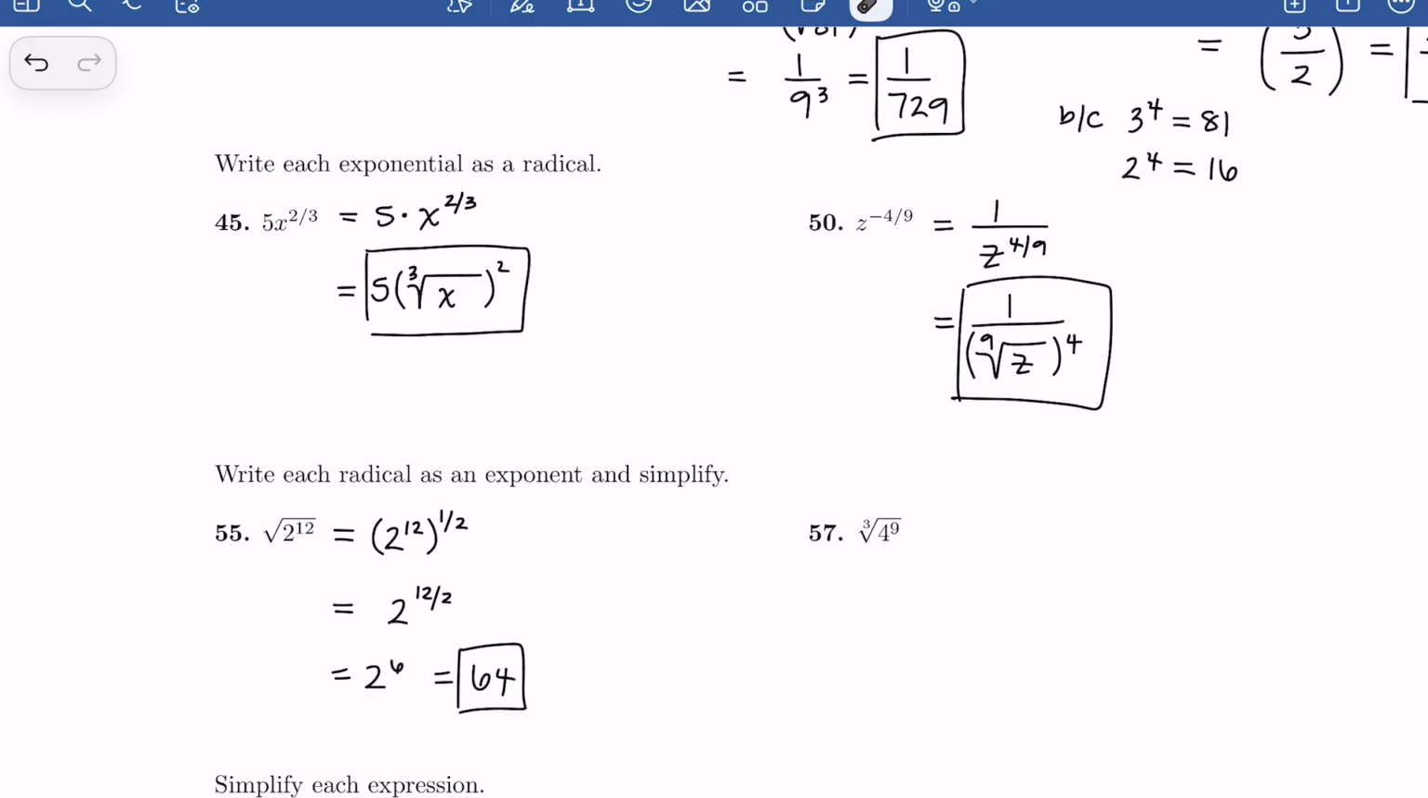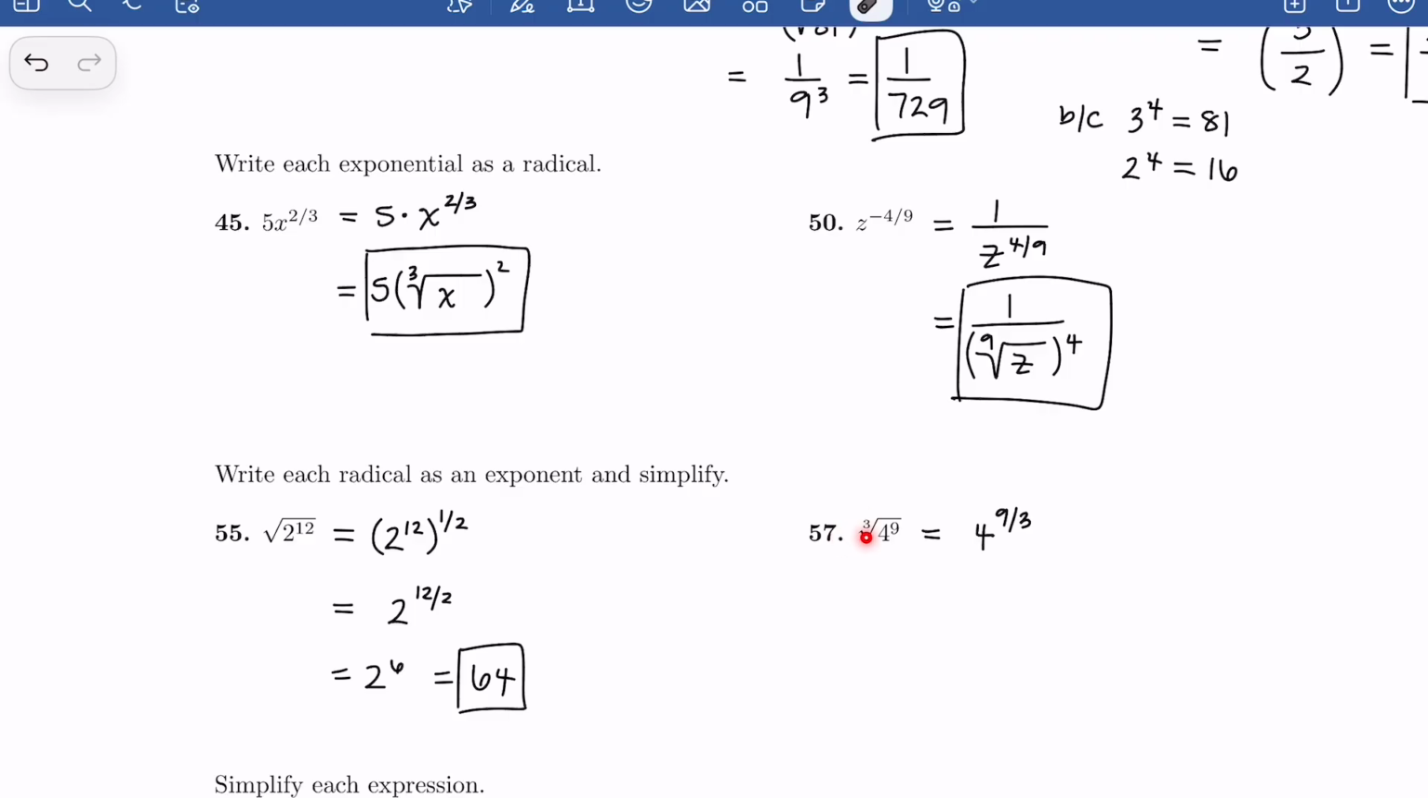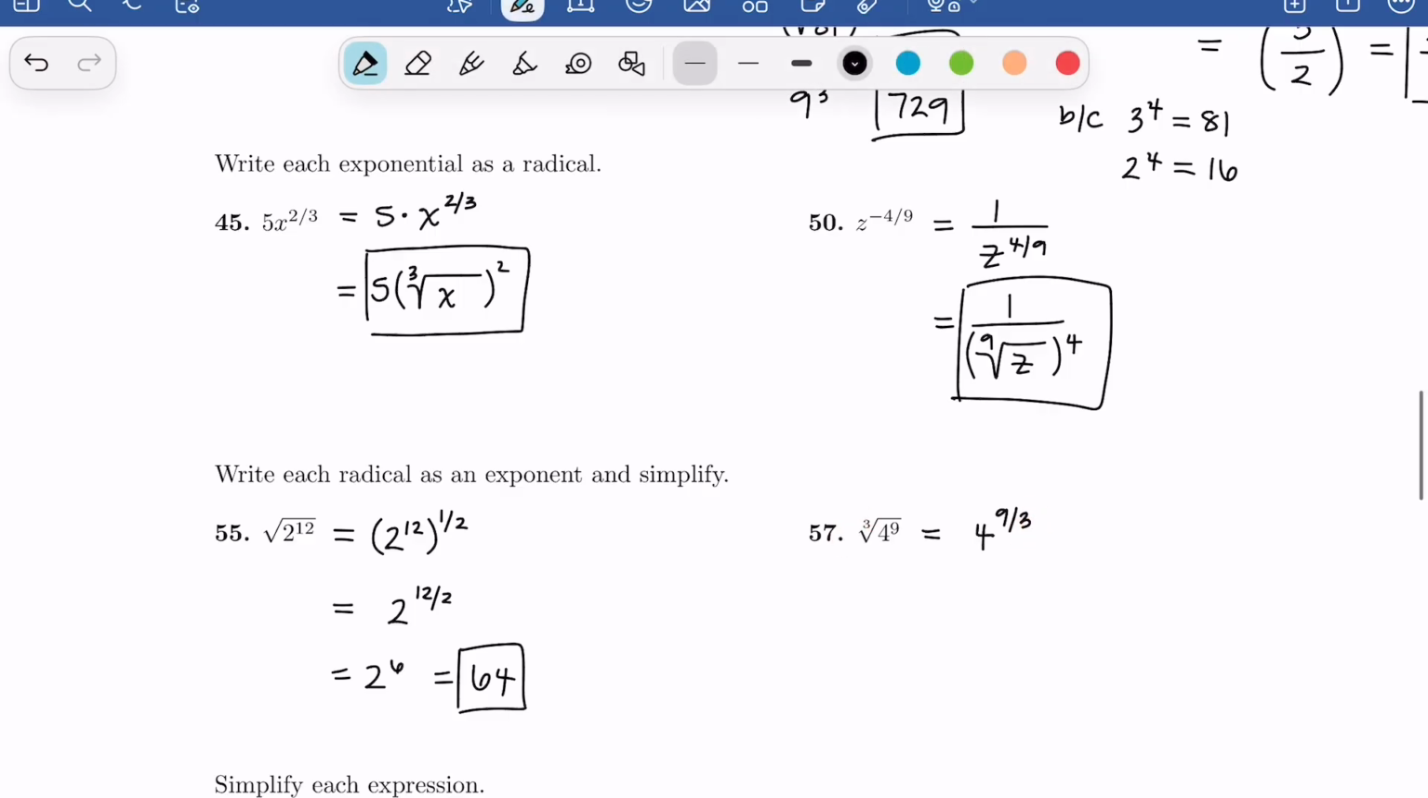Let's do the same thing for this next problem. We're taking the third root of 4 raised to the ninth power. The first thing we want to do is rewrite this as an exponential. This is going to be 4 raised to the 9 thirds power, since we're taking the third root, and that's the number in our denominator. We'll keep simplifying this. This is 4 raised to the 9 divided by 3, which is the third power. And 4 cubed also gives us 64.